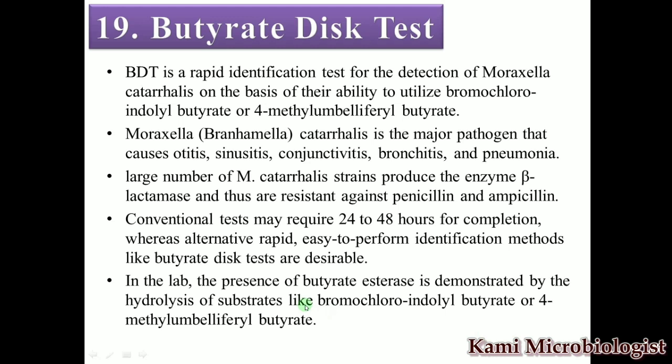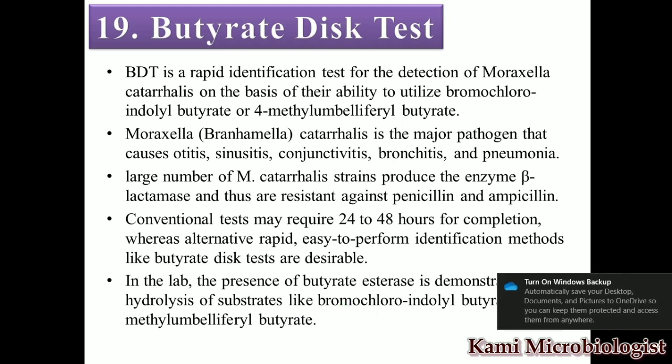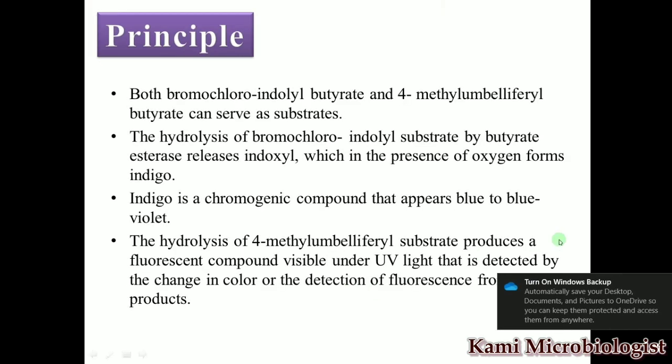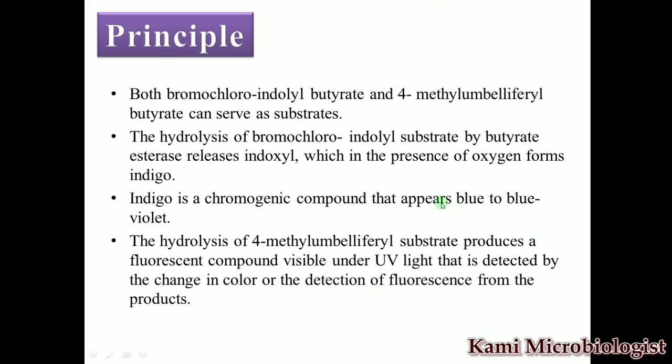Now in the laboratory, the enzyme produced by Moraxella is called butyrate esterase. Once this enzyme is produced, hydrolysis of the substrate happens, the substrate being bromochloroindole butyrate. This molecule is broken down, and the hydrolysis of this substrate is possible by the butyrate esterase enzyme. Then we have the principle of this test.